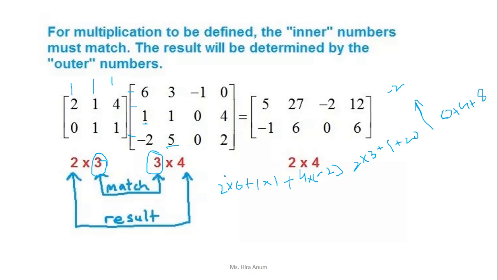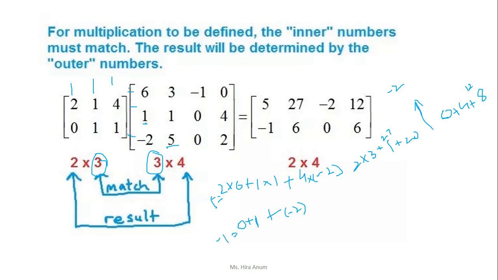So you multiply this, it becomes 12 plus 1, it becomes 13, 13 minus 8, it becomes 5, which is equal to 5, and this is 6, and it is equal to 27, and this is minus 2 and this is 12. Then 0 multiply with this, it becomes 0 multiply 1, 0 multiply 1 is 1, plus 1 multiply with minus 2, it becomes minus 2. So our answer is minus 1.